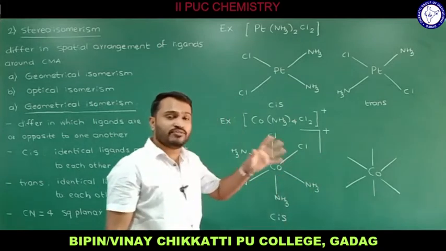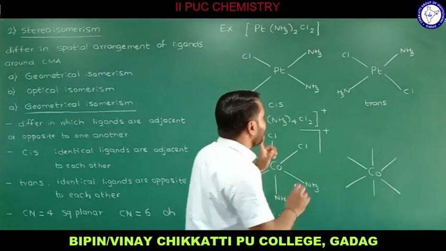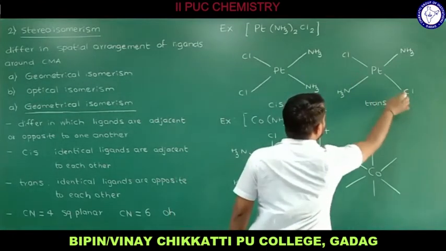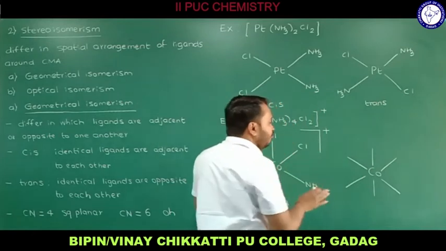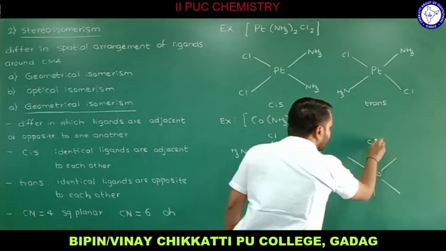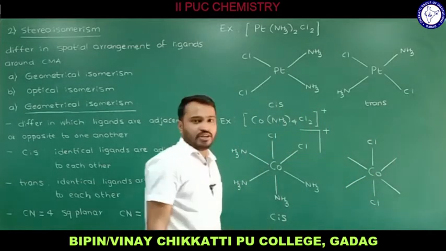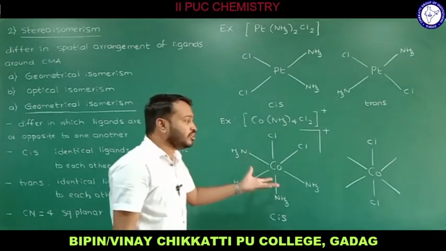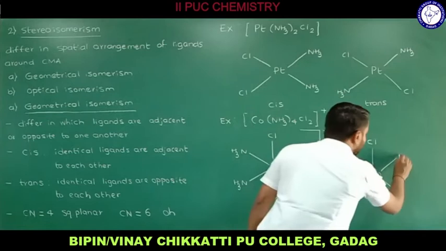As we know, in case of trans, the identical ligands are exactly opposite. Now observe here, in this case identical ligands are opposite. So here let me draw Cl first. If you write Cl here and one more Cl here, you can consider anywhere. So let me consider Cl here, and one more ligand exactly opposite I write, because if the ligands are opposite to each other, that corresponds to the trans isomer, and the remaining I will write as NH3.